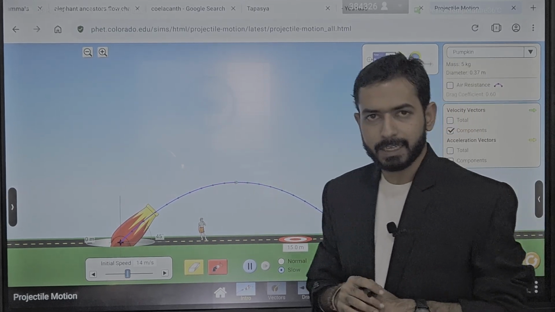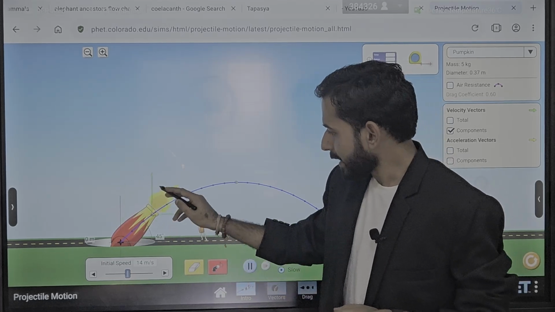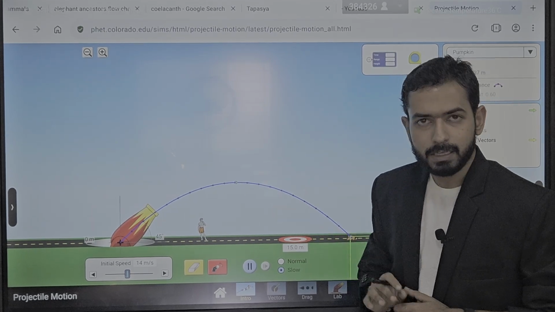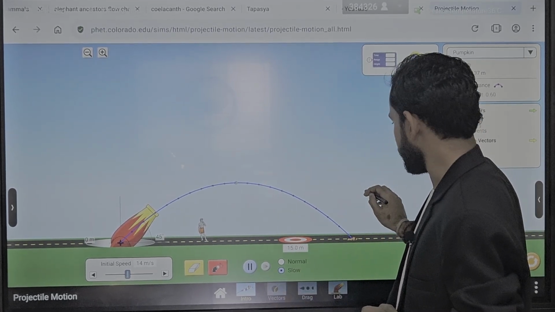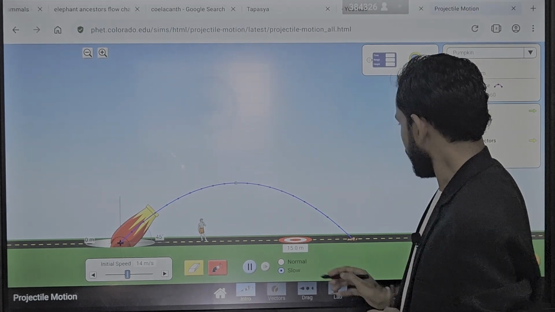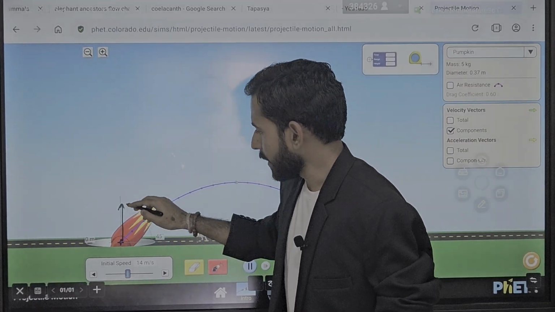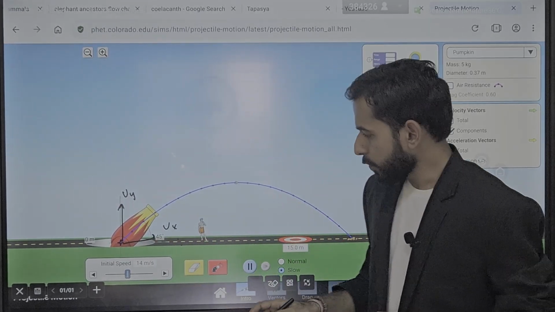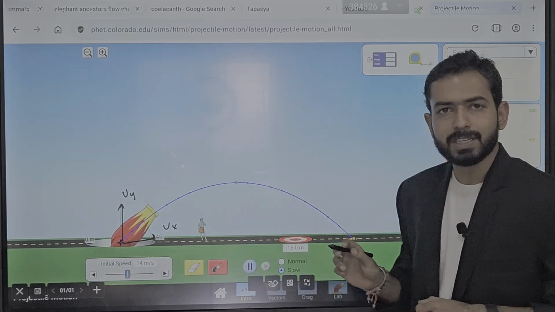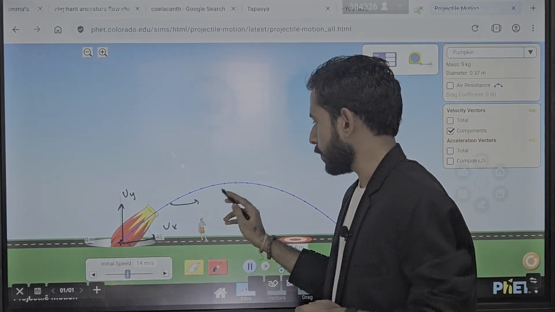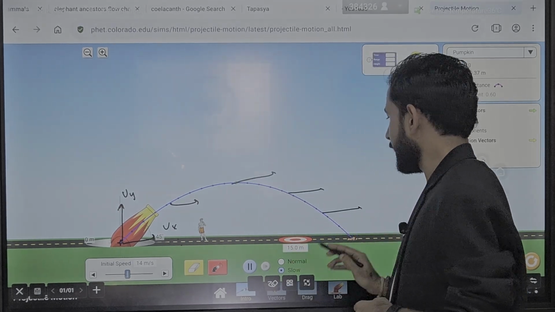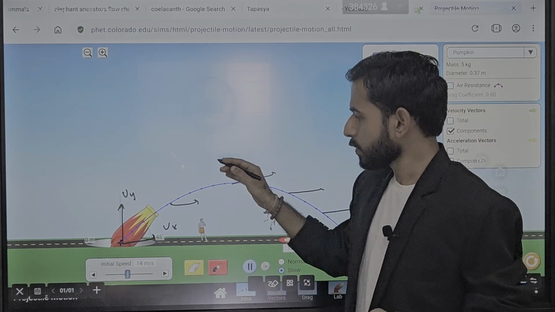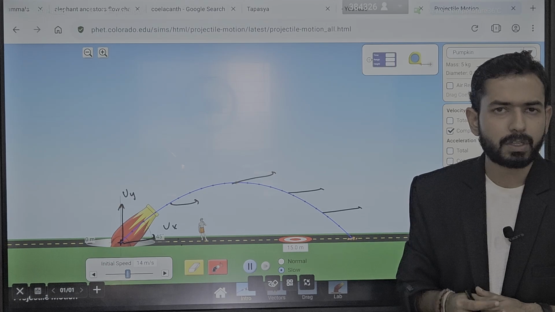You will notice a very interesting thing, that this vertical velocity is continuously decreasing, and at the maximum height it was 0. This was vertical velocity, this was horizontal velocity, and you have watched that this horizontal velocity through the motion was always constant. At every point this horizontal velocity is constant. The reason is very simple: there is no acceleration in the horizontal direction, so there will always be a constant velocity.